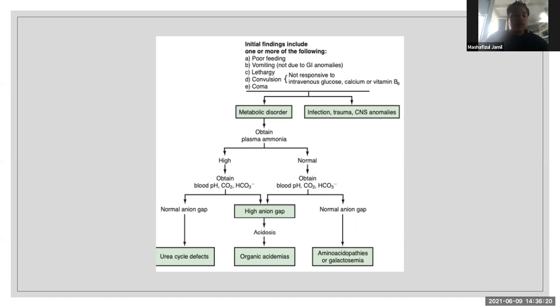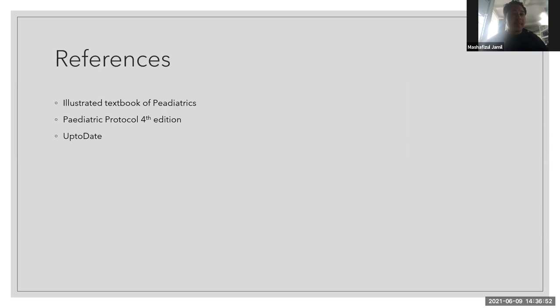So under metabolic, if you suspect a metabolic disorder, we obtain the plasma ammonia, and then we interpret whether it's high or normal. Then we obtain the blood pH, carbon dioxide, and the bicarbonate, and then we calculate the anion gap. If it's normal, probably a urea cycle defect. If it's a high anion gap acidosis, such as organic acidemia. And with a normal anion gap, we have the amino acidopathies and also galactosemia. So that's all for my presentation.